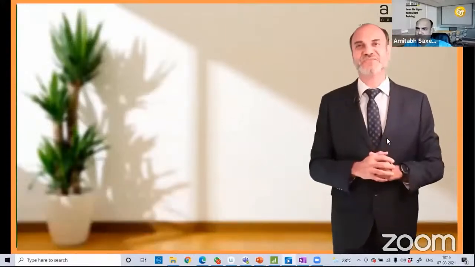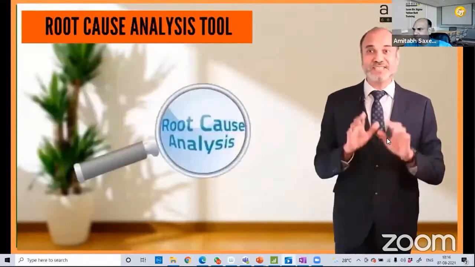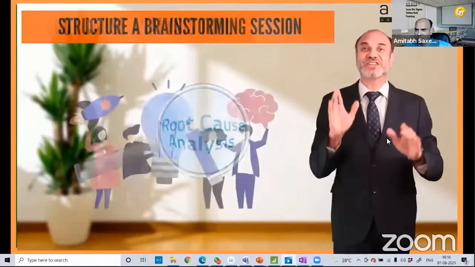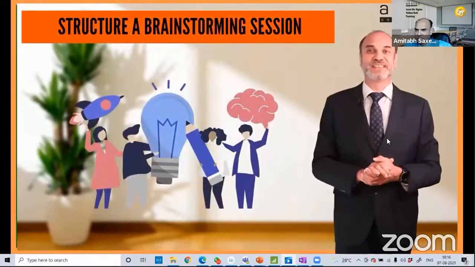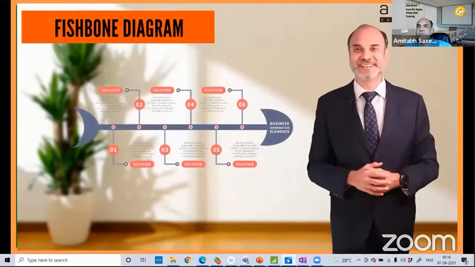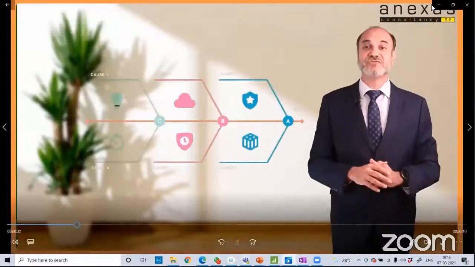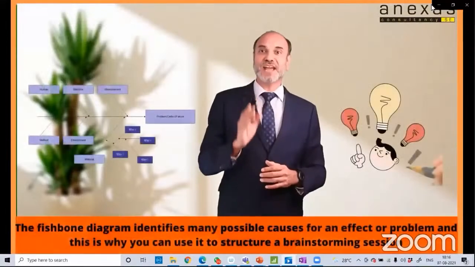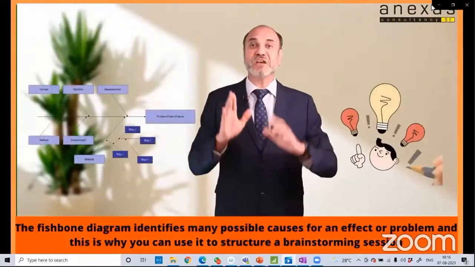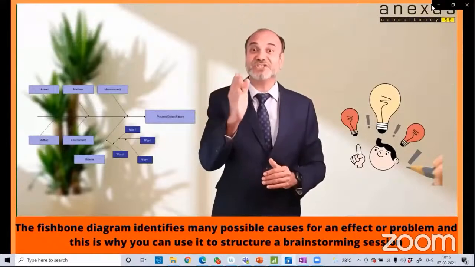Now we are going to talk about one of the easiest but very effective 7 basic quality tools. This is a root cause analysis tool which can be used to structure a brainstorming session. That's right, I'm going to give you some information about the very famous and useful fishbone diagram. Fishbone diagram is also known as the Ishikawa diagram. It is a cause and effect diagram that helps managers to track down the reasons for imperfections, variations, defects, or failures. The fishbone diagram identifies many possible causes for an effect or problem, and that is why you can use it to structure a brainstorming session.